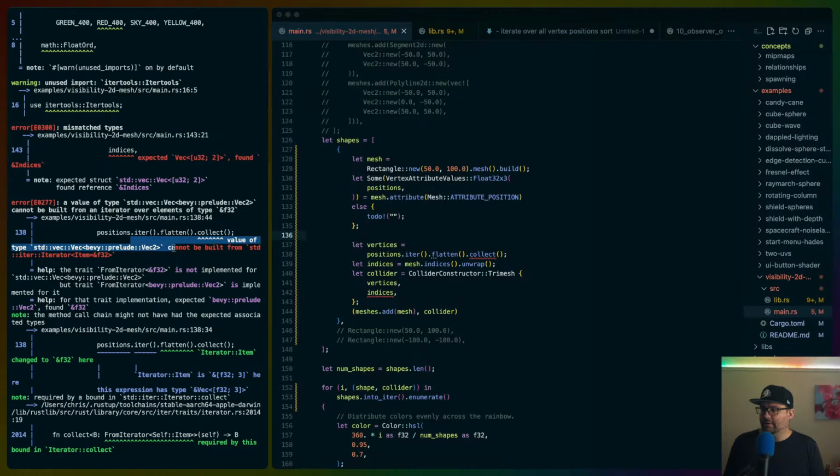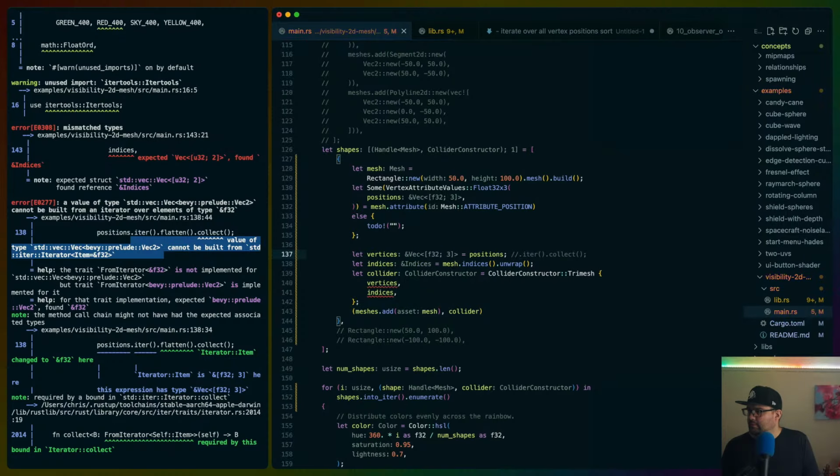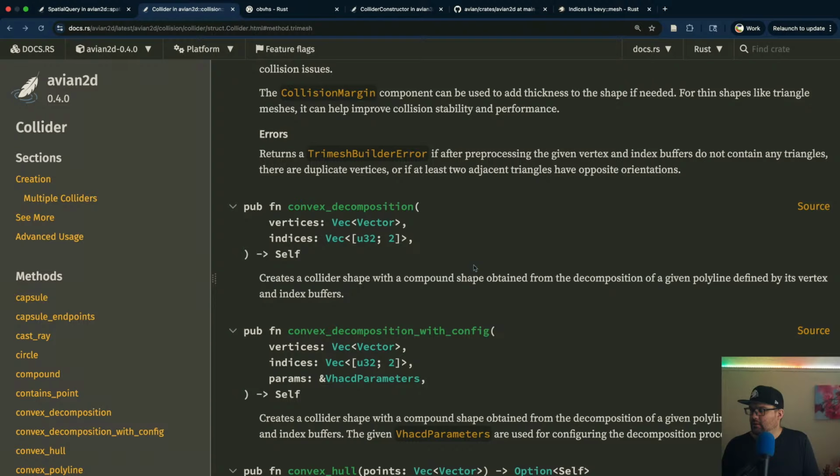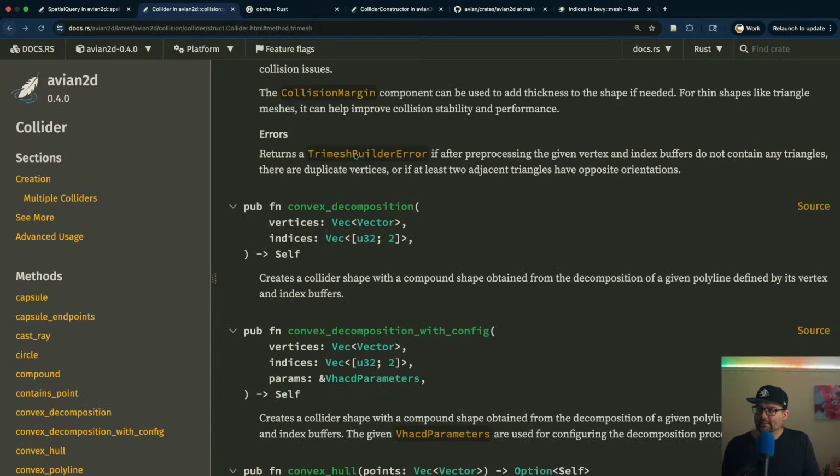Value of vec2 cannot be built from iterator over f32. So these need to be collected in a, well, do we need to flatten then? Because this is just coming back as, yeah, so this is coming back as a vec of three-dimensional array. And we need a vec2 actually. So we need to at least map over this.